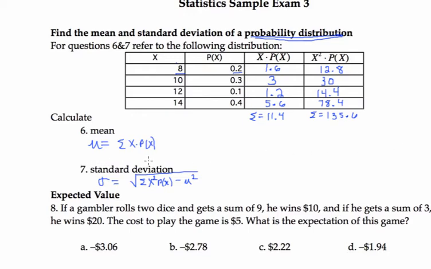Here are the formulas for my formula sheet. To find the mean, all you have to do is sum the xP(x) column. Here's the xP(x) column. We've already summed it, so our mean is 11.4.